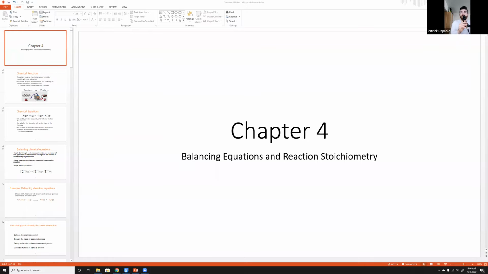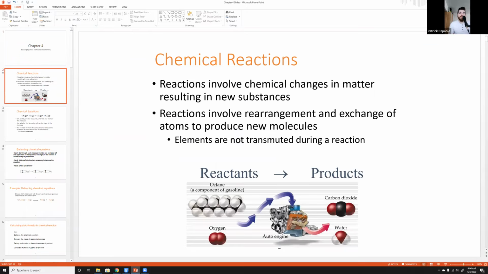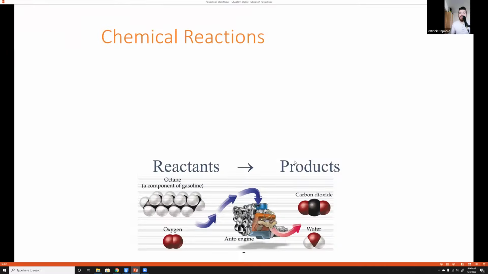So let's just get into it, right? You've probably seen chemical reactions before. A chemical reaction is basically just the rearrangement of atoms to make new molecules. That's all it is. We talked about this when we talked about chemical changes. It's basically just the concrete description of what kind of chemical change happens.